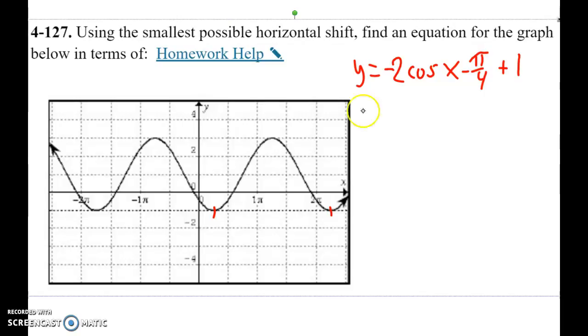So in terms of sine, I'm looking for the smallest shift possible for a sine curve. It would be a sine curve if I begin here and here, and again it's negative because we're going down first. So a -2 sine of x, and in this case it's actually plus pi over 4, and then still shifted up 1.